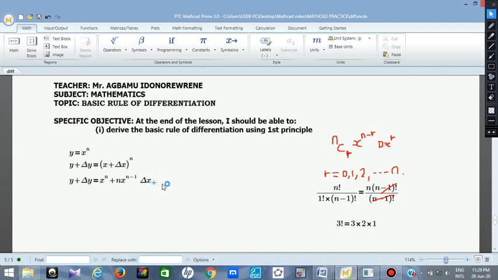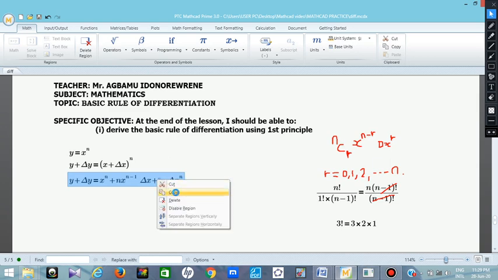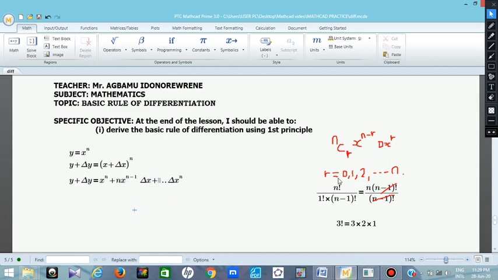So that is that. So I have plus dot dot, just like that. The expansion keeps going and going till you get to delta x raised to power n. This is where you are going to stop. Take note of this, it's very, very important. So that is what I've been trying to say.